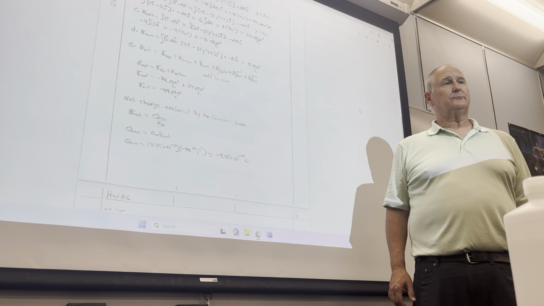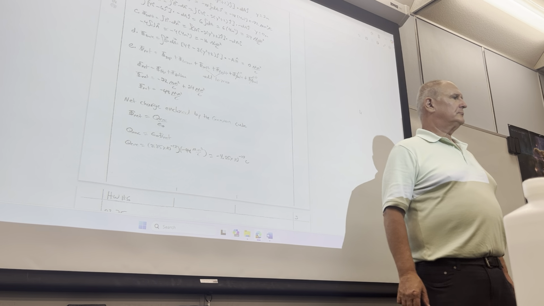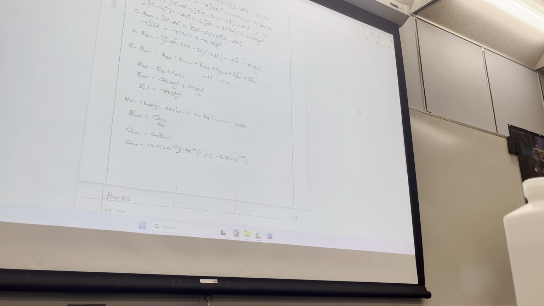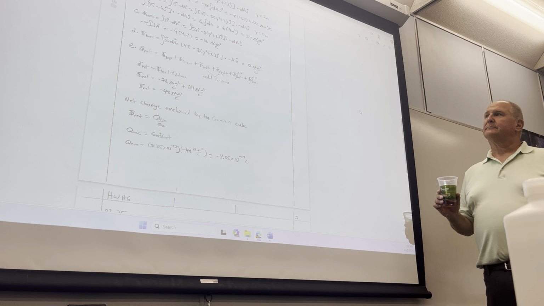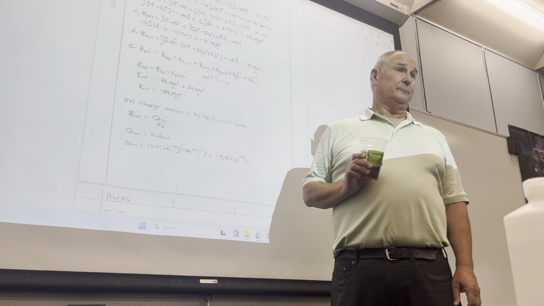So the reason why left and right is the same is because in our given electric field vector, it's a constant, whereas top and bottom are variable.